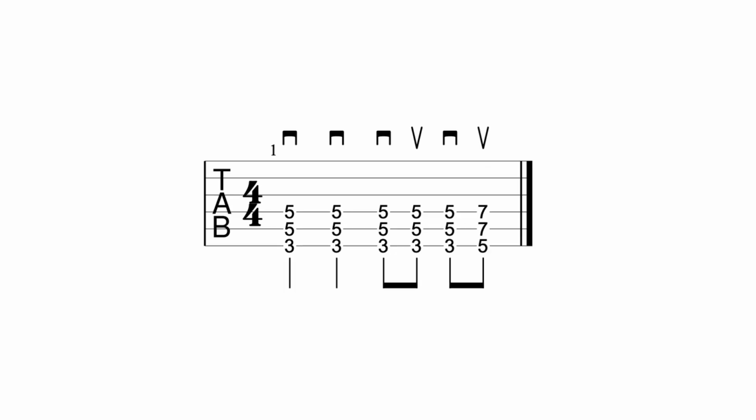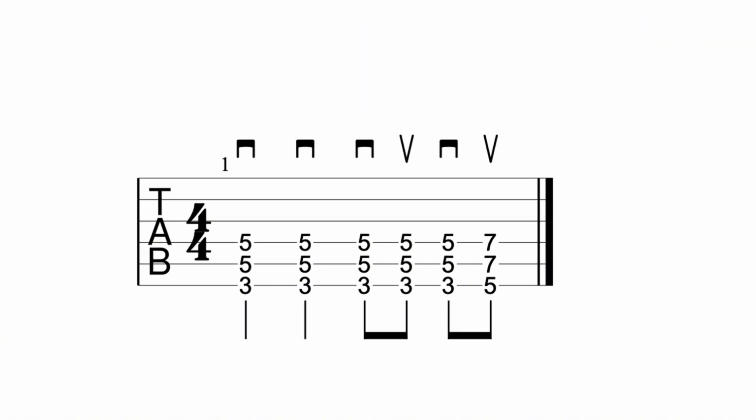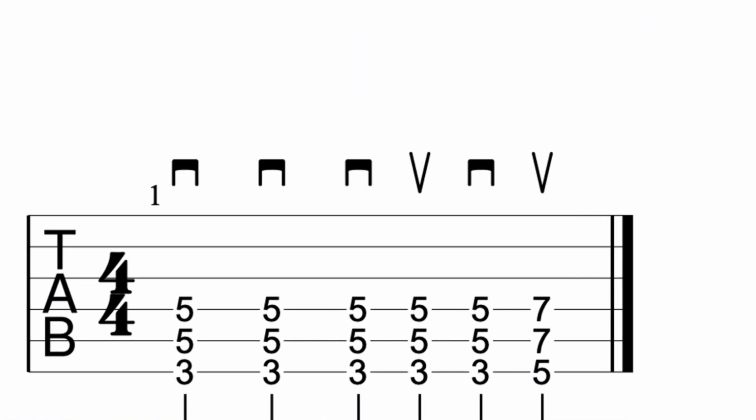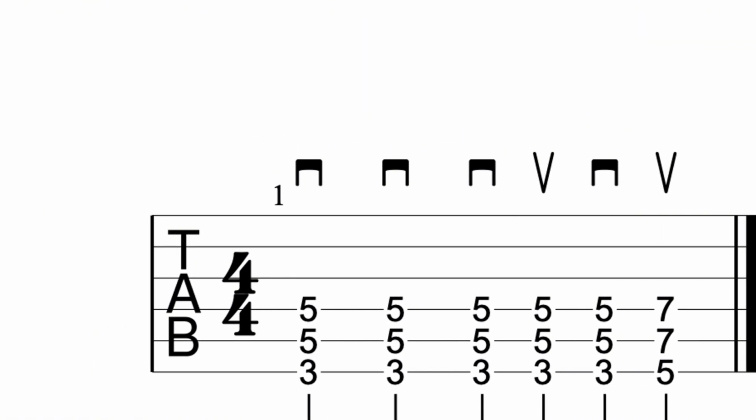You may also see these 2 symbols. These 2 symbols specifically indicate the picking direction when using a pick. However, they are not always used in a strict way, and some players also use them to indicate strumming direction. This small V means an upstroke. The symbol that looks like a pie means a downstroke.